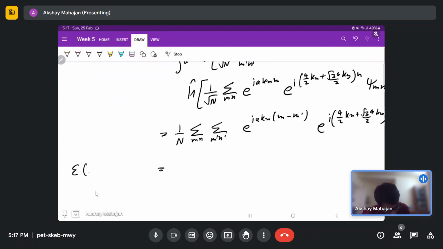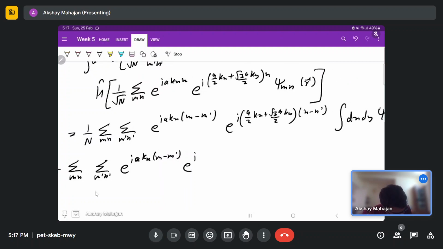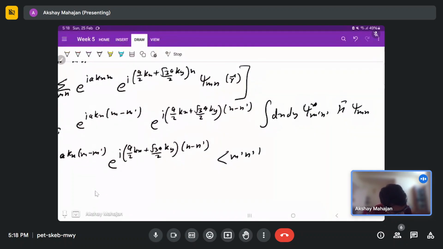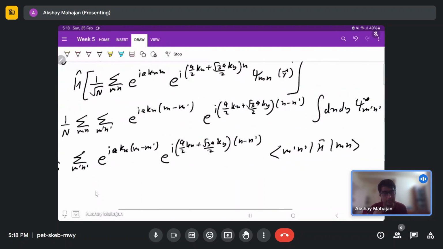So basically our E of kx comma ky for this triangle lattice will be given by 1 by N, summation over mn, summation over m prime n prime, e to the power iota a kx (m minus m prime), and e to the power iota (a by 2 kx plus root 3 a by 2 ky)(n minus n prime), times we will have psi star m prime n prime H cap psi mn. Alright, so this is going to be our energy dispersion.